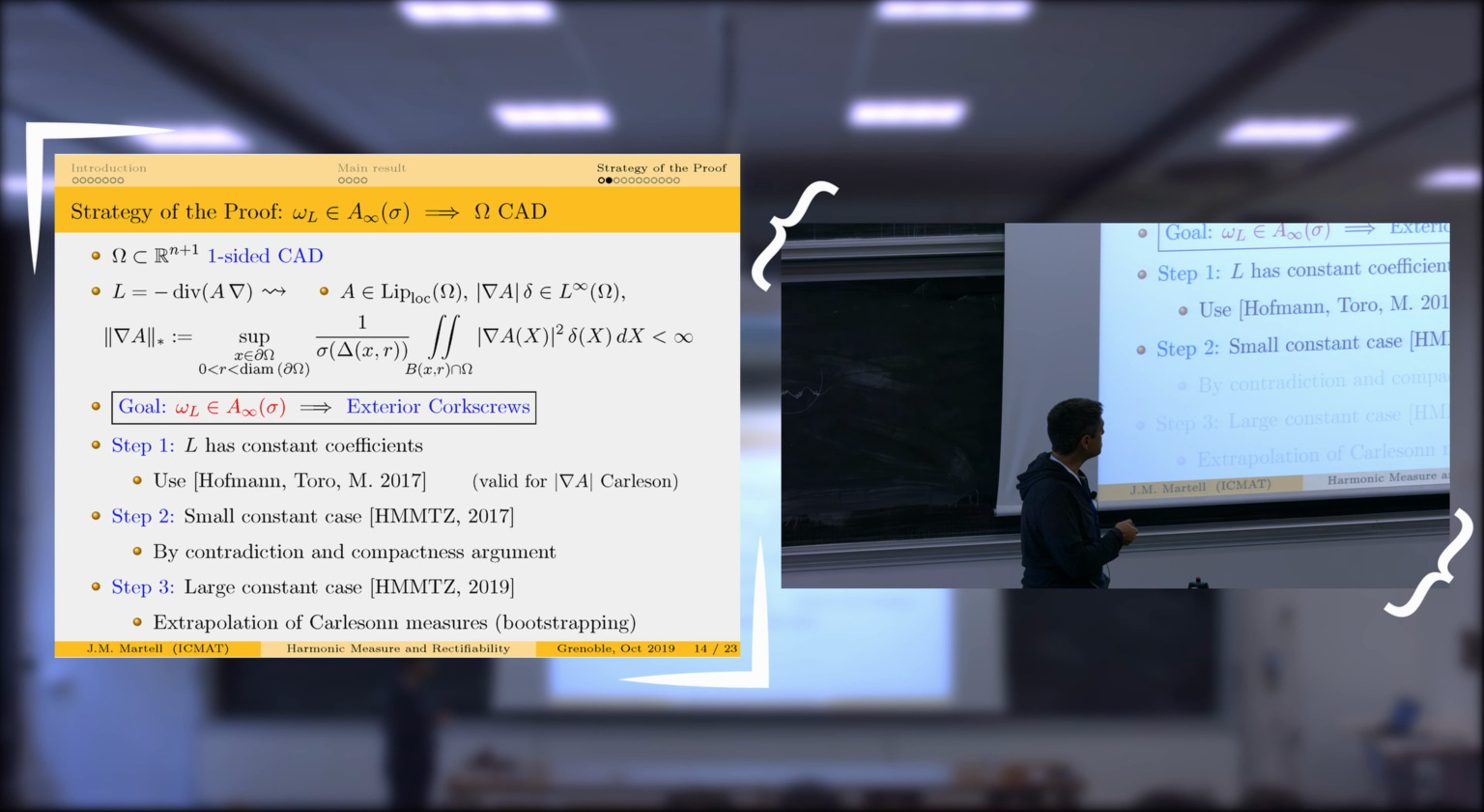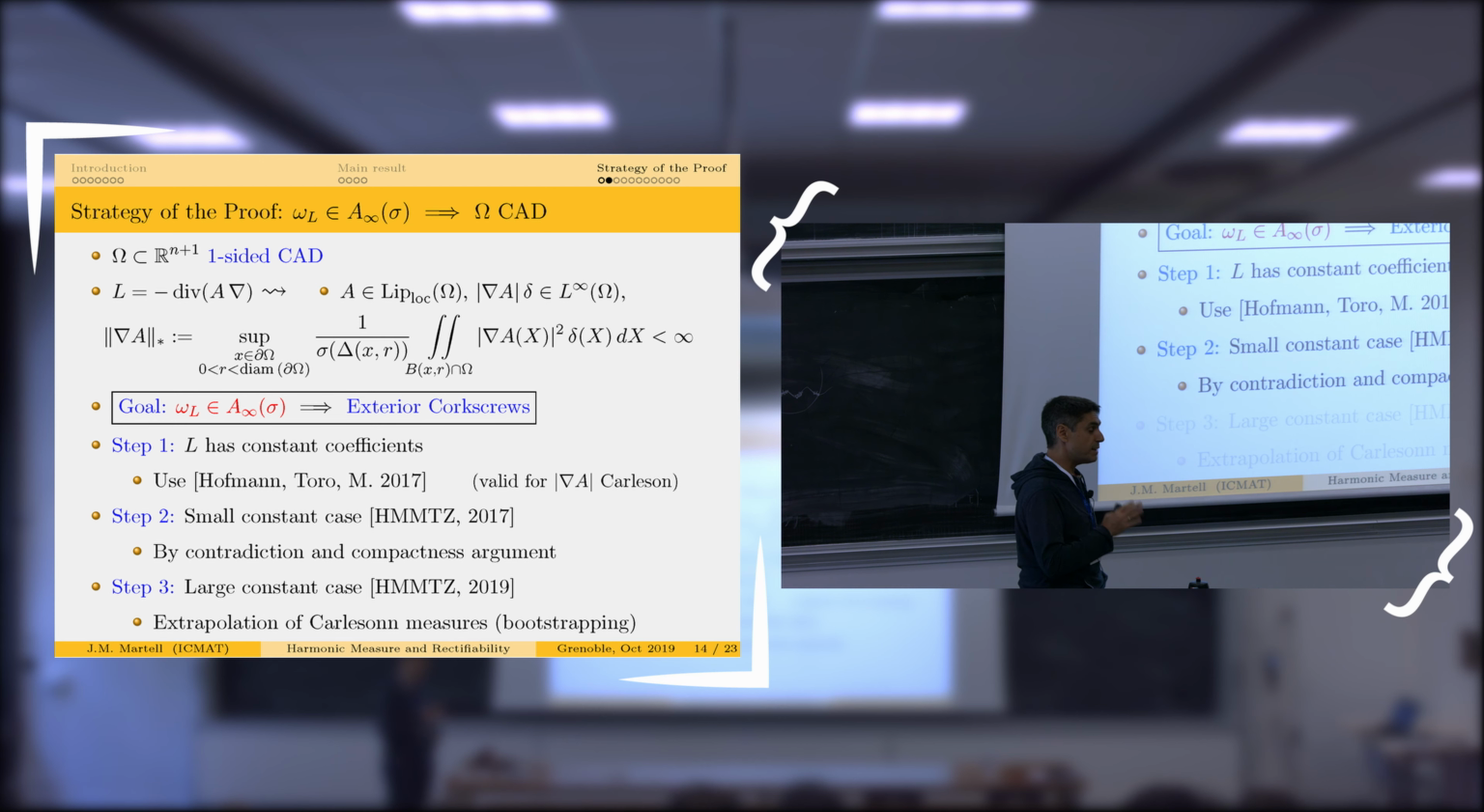So if this is small, what you are saying is that your matrix is not oscillating that much. So it's like thinking that you are close to a constant coefficient operator. So you have more chances to prove your result. Okay? And we are going to prove this by a contradiction and a compactness argument.